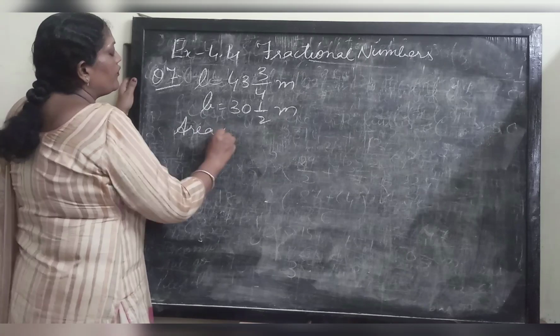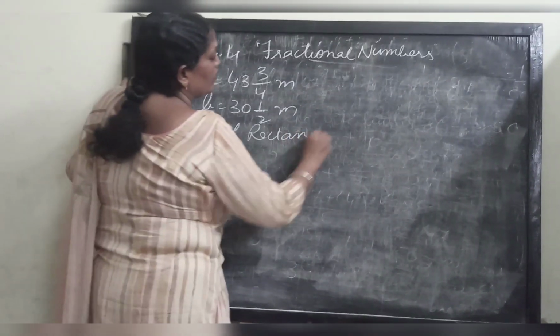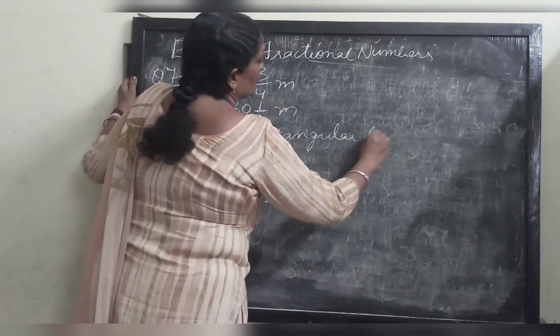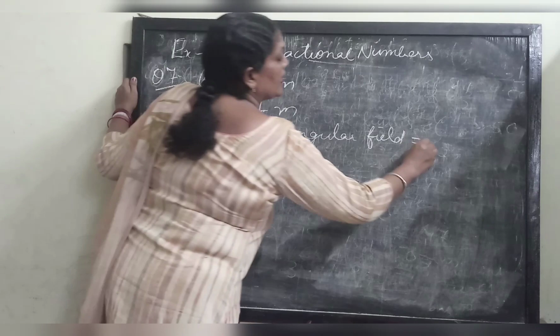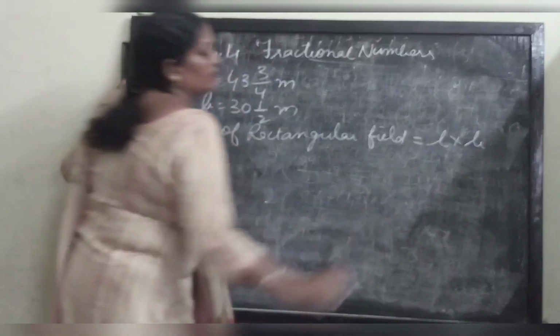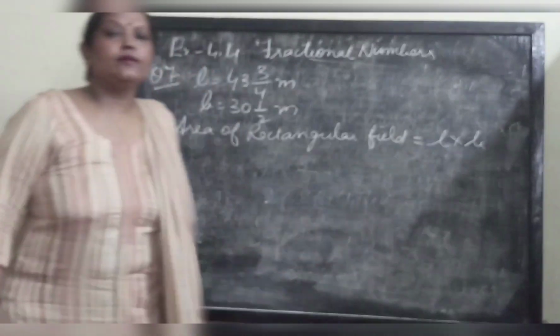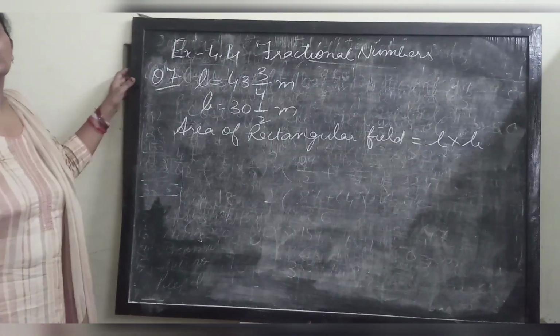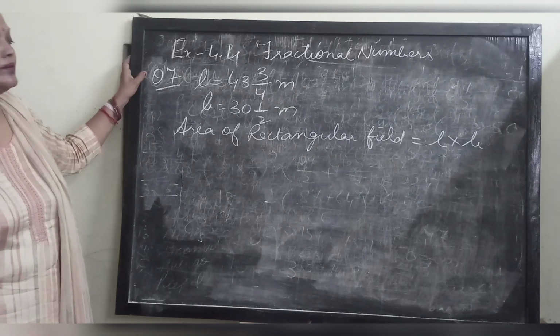You have to learn the formulas. What is the area of rectangular field? All I think you have forgot. Area of rectangular field is length multiplied by breadth. In area you have to multiply length into breadth. In perimeter you have to take bracket L plus B, where you have to add length and breadth.